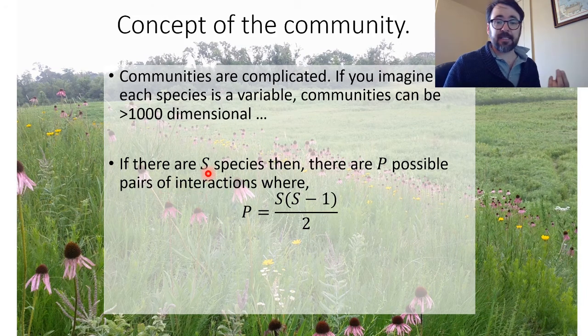So if you imagine there are S species, then there are P possible pairs of interactions, where P is calculated this way. This is actually a common formula. It's like S choose 2. If you wanted to know how many triplicates there are, you could put a 3 down here instead of a 2. If you wanted to know how many interactions of 4 species there are, you could put a 4 down here and so on.